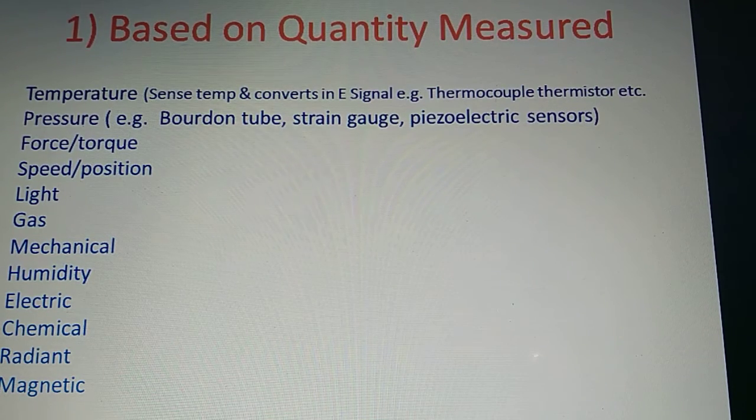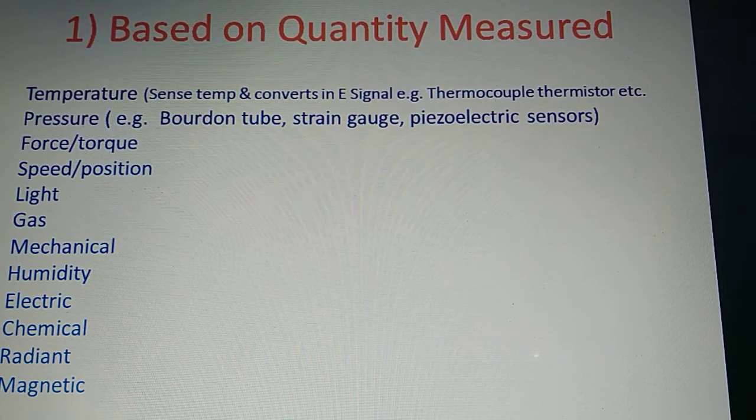Just an example, thermocouple and thermometer or thermistor are the examples of temperature measurement sensors. Likewise, there are various devices or transducers which measure the pressures, and some of its examples I have already given here. Bourdon tube, strain gauge and piezoelectric sensors are the sensors which measure the pressure.